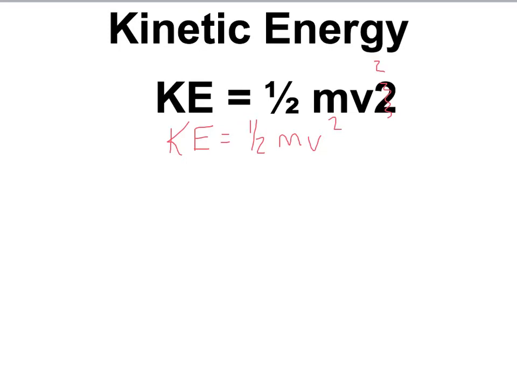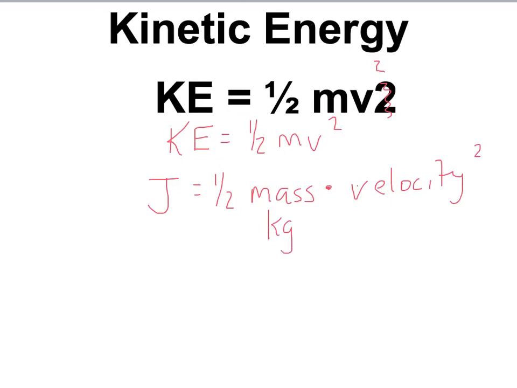Now let's break this down. This is kinetic energy, and that's going to be in joules. Equals 1/2 times the mass times the velocity squared. What are the units for these? The mass is going to be in kilograms, and the velocity is going to be in meters per second. So this formula and the formula for gravitational potential energy are ones that we're going to be playing around with over the next few days.